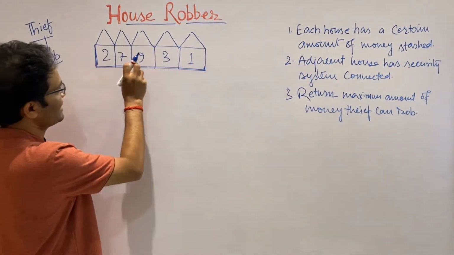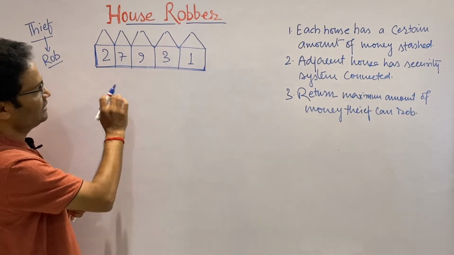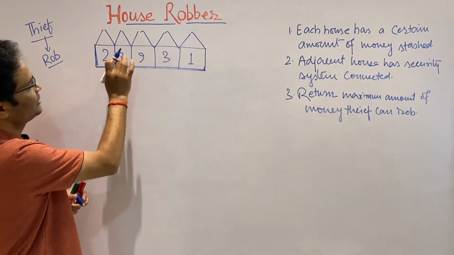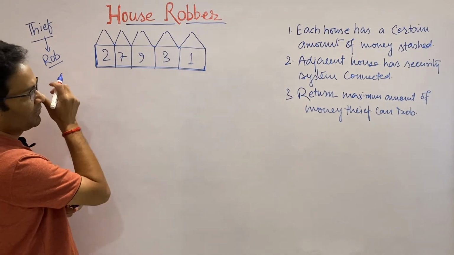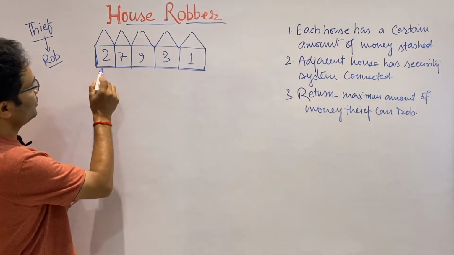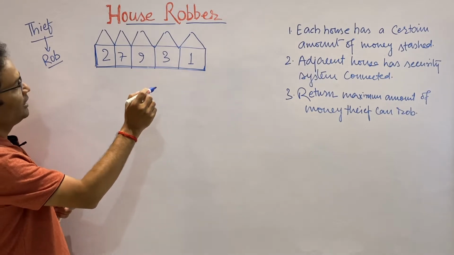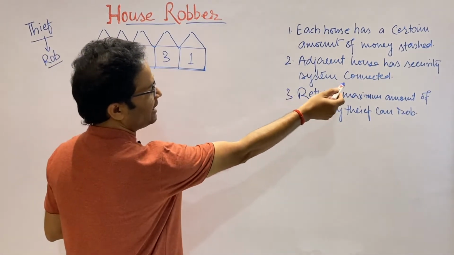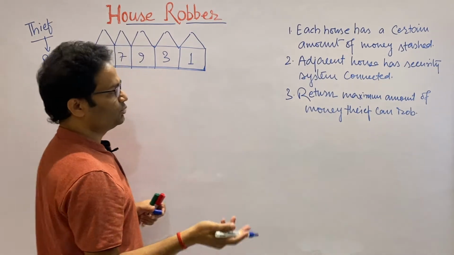So each house has a certain unit of money associated, right? You can consider this house has 2 units of money, this house has 7 units of money, right? But the thief can go and rob the houses. The condition is that the thief cannot rob adjacent houses due to the security system.